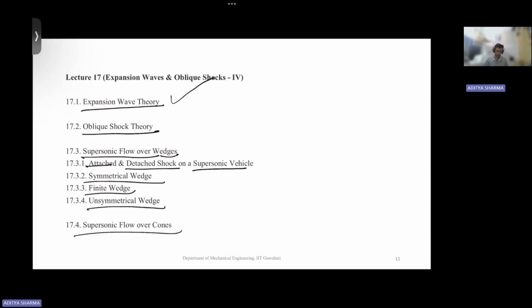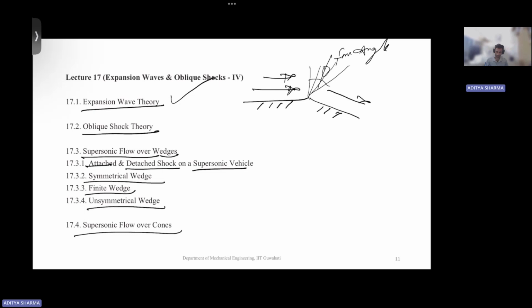So expansion wave theory is discussed. Okay, so this is revision only, right? If your flow is moving away from it, okay, then you're going to get an expansion fan. And then we saw that this fan extends to some angle only, that we call the fan angle. Okay, this was your deflection angle. Okay? And then two Mach angles also were mentioned.